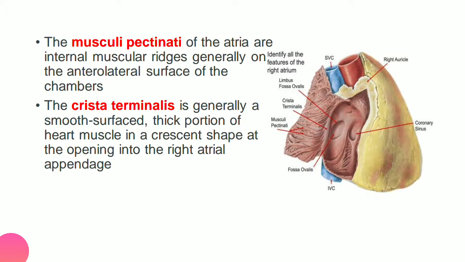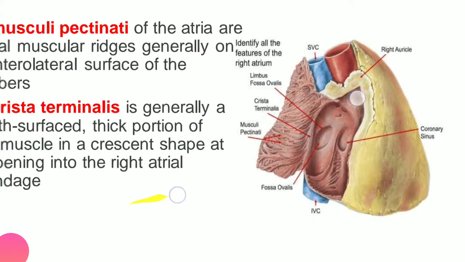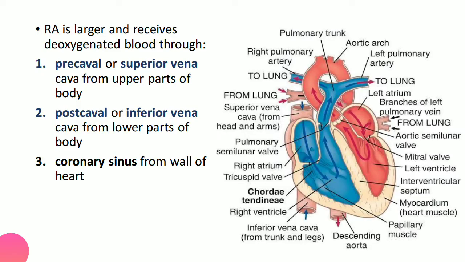Now coming to the next thing, you can see here two terms, musculi pectini and the crista terminalis. You can see in the diagram these depressions. This is the inner wall of the atria, which shows some grooves and ridges. The ridges represent the musculi pectini, and this crista terminalis represents the smooth surface of the atrium, a thick portion of the heart muscles in the right atrial appendage. These terms are asked very frequently in examinations, so you should know.